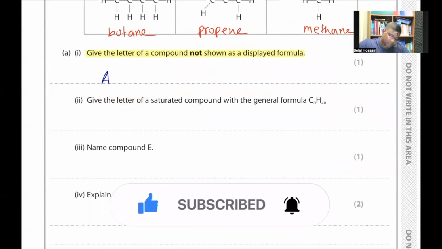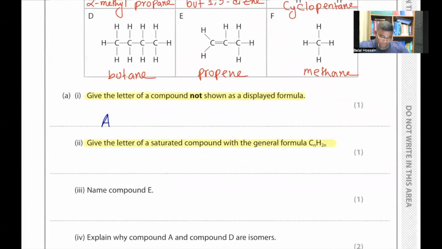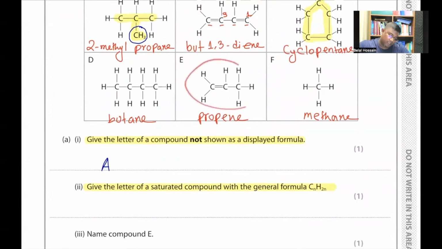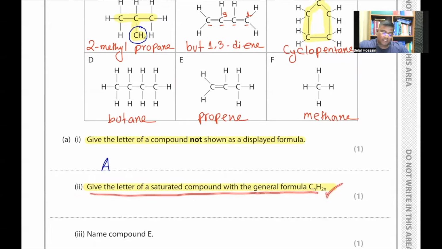The next, give the letter of an unsaturated compound with general formula CnH2n. In the case of B, we have but-1,3-diene. A diene does not have a general formula CnH2n. So it will be propene. That will be the answer. So E.